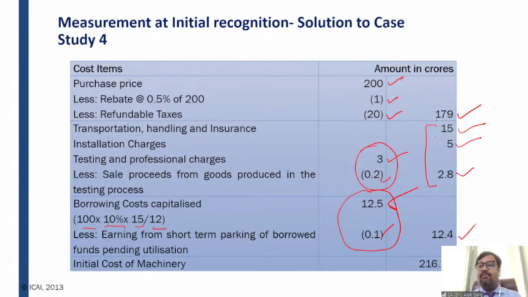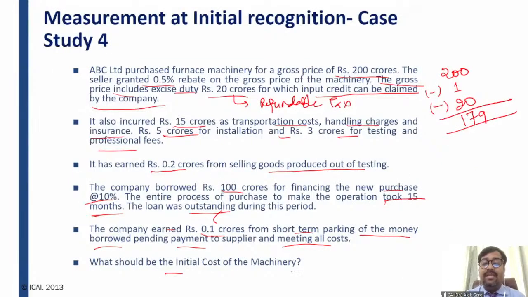So 179 plus 15 plus 5 plus 2.8 plus 12.4 gives 216.20, which is the initial cost of the machinery. It has to be added to the cost of machinery. And what is my measurement at initial recognition? My measurement at cost is 216.20. So my initial cost of machinery is 216.20. I hope it is clear to everyone.